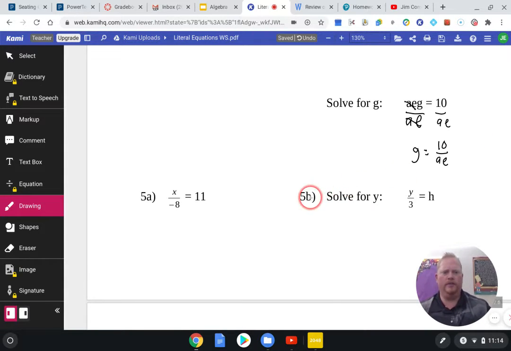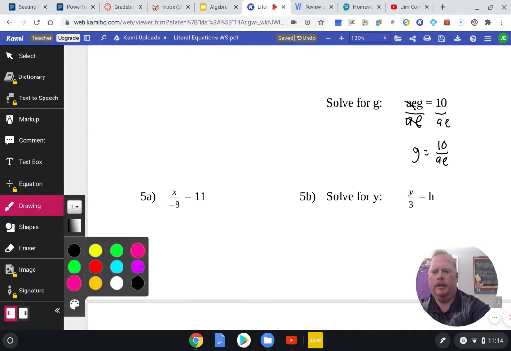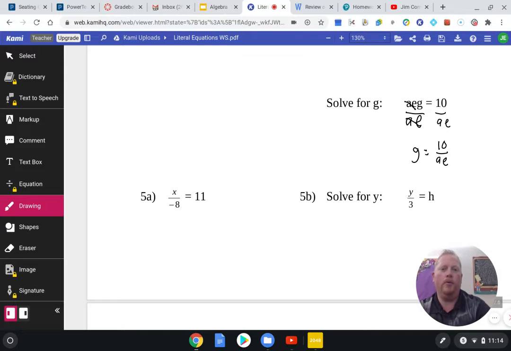Let's take a look at question 5 here. Solve for y. y over 3 equals h. Well, let's do a similar problem over here. x over negative 8 equals 11. So x over negative 8 is the same thing as x divided by negative 8. So I'm going to multiply by negative 8 on both sides. So that negative 8 cancels out that negative 8, and I get x equals negative 88.